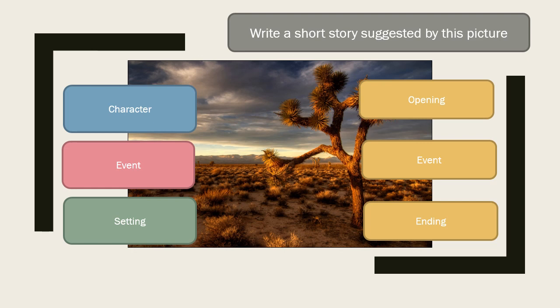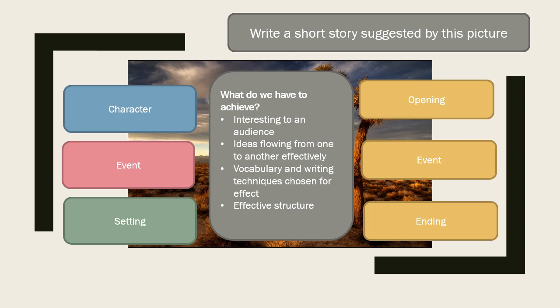Now, what would this potentially look like? Well, let's use this example. A short story suggested by this picture. We want to achieve a story that is interesting to an audience, and actually, in this case, really compelling for an audience to read, where ideas flow from one to another effectively, doesn't feel disjointed, where we can use vocabulary and writing techniques to gain an effect, and where the structure is particularly effective.